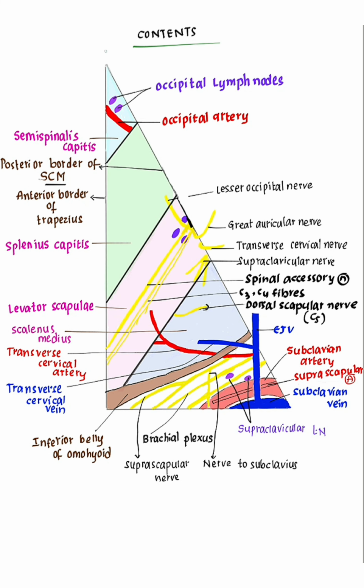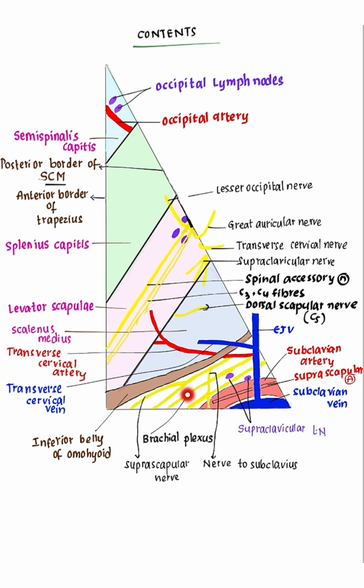Now let's revise the contents in the occipital triangle. Two arteries: occipital artery, transverse cervical artery. Veins: one vein, transverse cervical vein. Nerves: four nerves, spinal accessory nerve, C3, C4 fibers, four cutaneous branches of cervical plexus, dorsal scapular nerve. Lymph nodes: occipital lymph nodes and lymph nodes along spinal accessory nerve, lymph nodes along posterior border of the sternocleidomastoid.